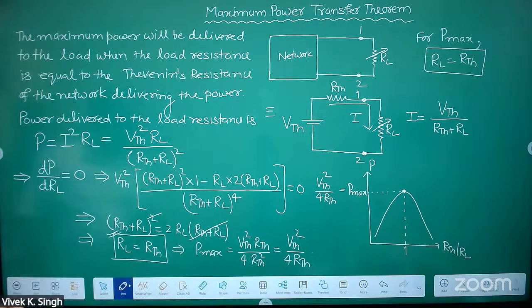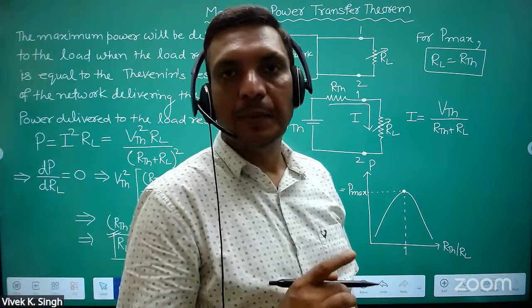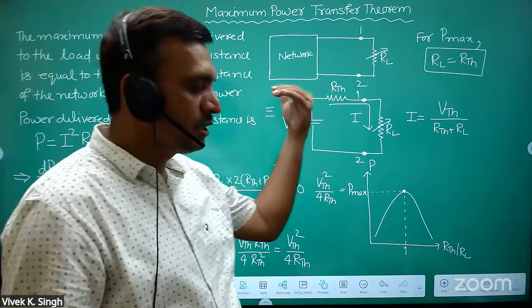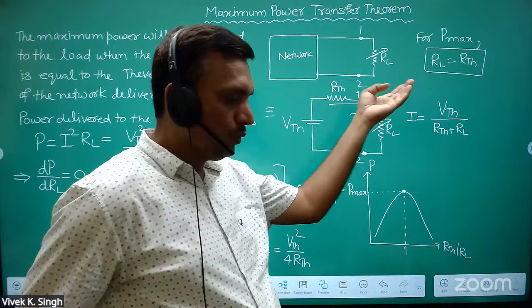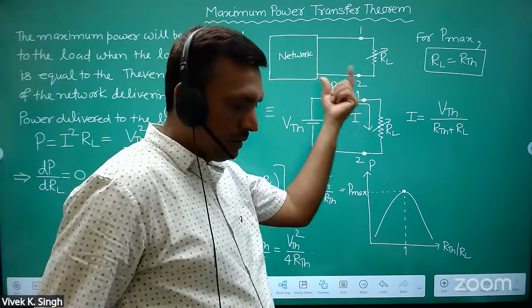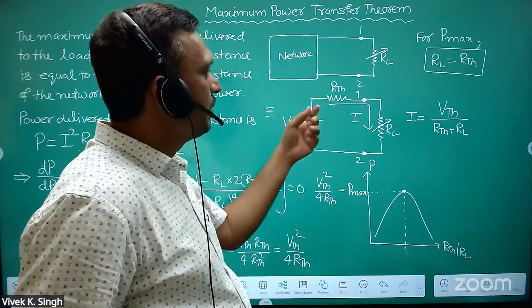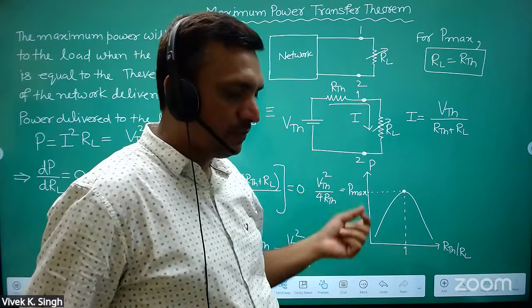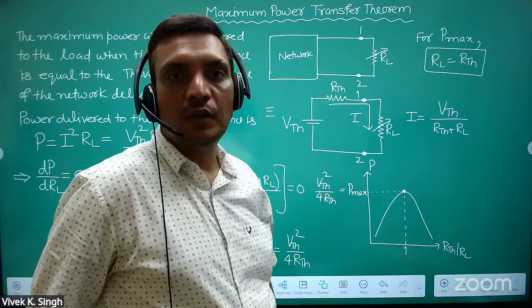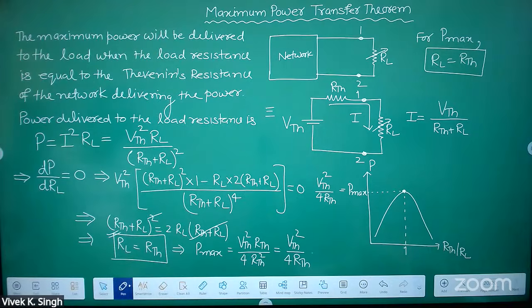So you should know the statement of maximum power transfer theorem also, that if you have any two terminal network, maximum power will be delivered to the load when load resistance is equal to the Thevenin's resistance of the network. So you have to replace the network by its Thevenin's resistance. So at that particular value, you will get the maximum power delivered to the load. Clear? Yes, sir. So note it down.